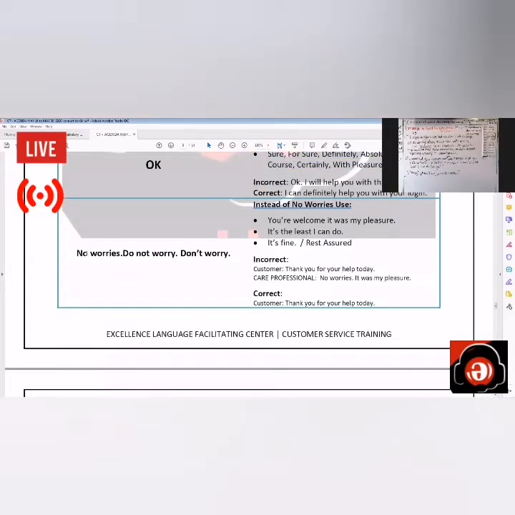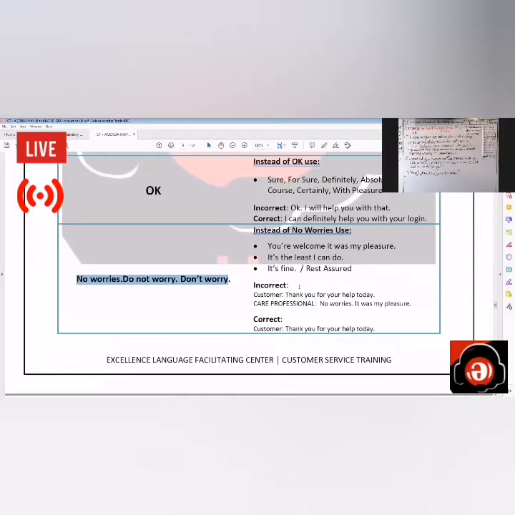Sometimes we're required to be a bit more formal on the calls depending on the account. And avoid slang, like phrases like no worries or don't worry or things of that sort. We can replace that with more formal statements like it's our pleasure, it's the least I can do, it's fine, rest assured, right?